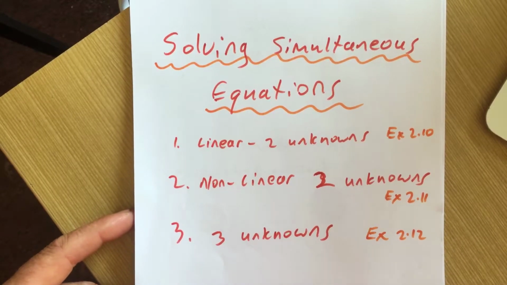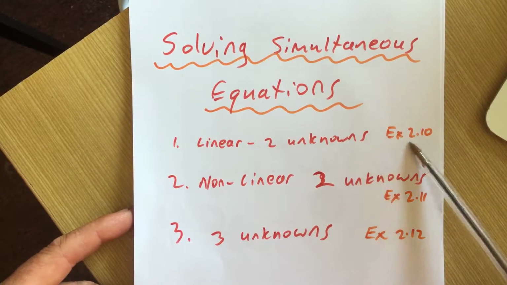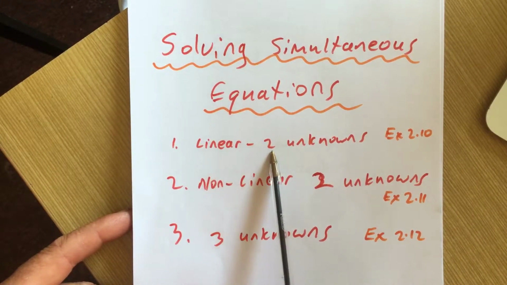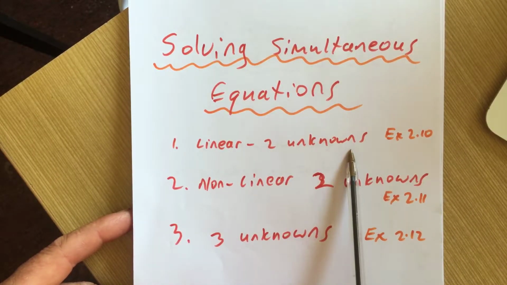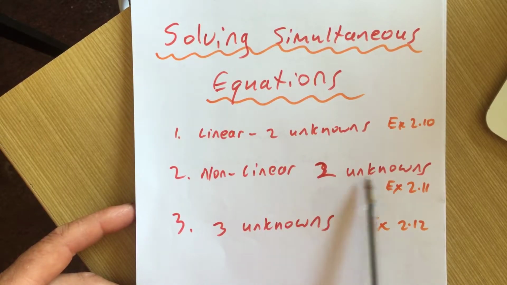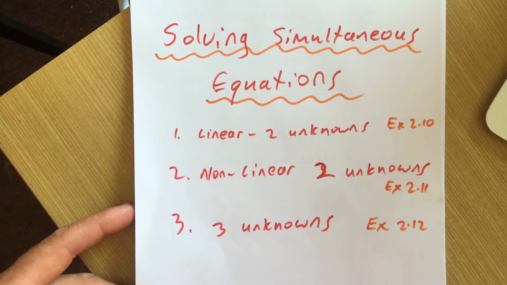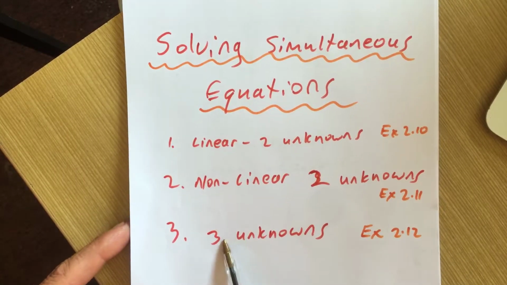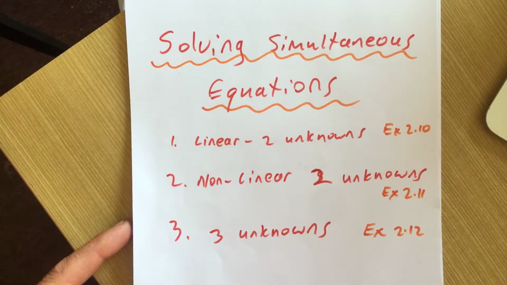But breaking it up into 3 bits, which coincide with 3 bits from our textbook, which is kind of nice to keep it organised. We're going to look at linear equations with 2 unknowns. Then we're going to look at non-linear equations with 2 unknowns. They're a bit more complicated because I'll show you with a graph what this actually looks like. And then finishing with 3 unknowns.